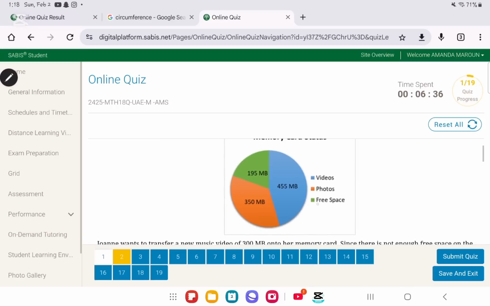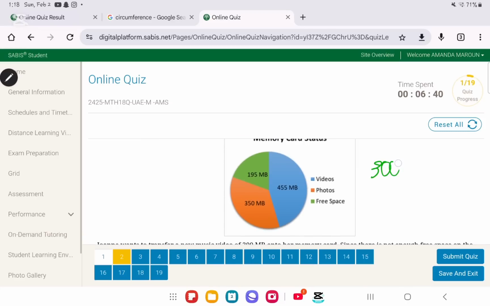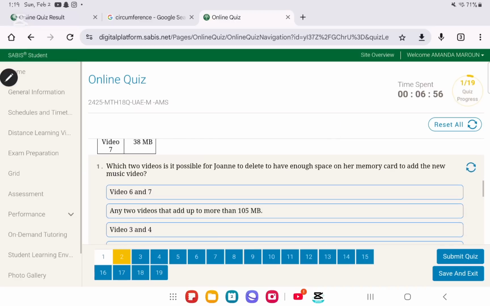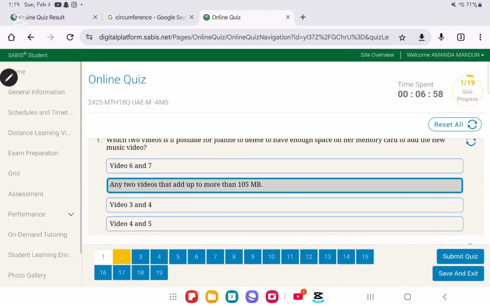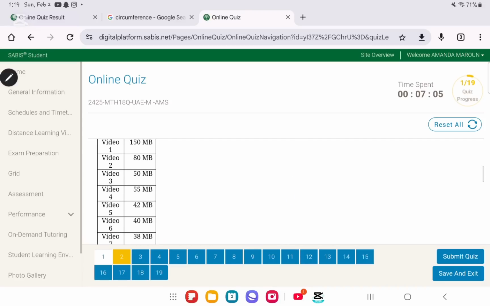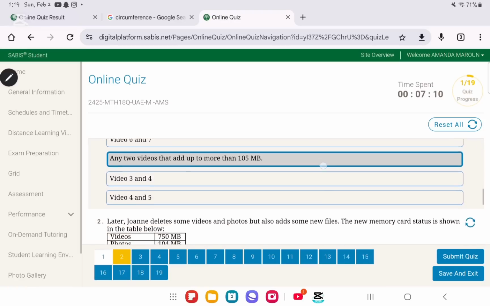Okay, so in general, she needs 300 megabytes to be free so she can save this video. So 300 megabytes minus the already existing free space, which is 195, will give us an answer of 105. So whichever add up to 105, okay, so any 2 videos that add up to 105 megabytes or more, we are gonna take them. So let us go down and look at the options.